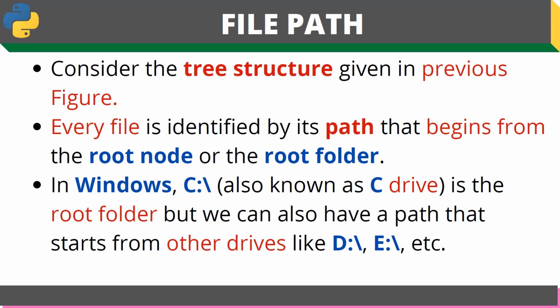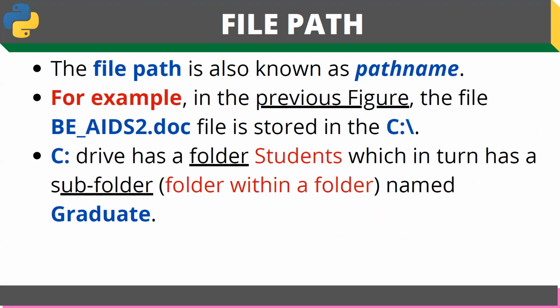Consider the tree structure given in the previous figure. Every file is identified by its path that begins from the root node or the root folder. In Windows, C:/, also known as C drive, is the root folder, but we can also have a path that starts from other drives like D, E, etc. The file path is also known as path name.